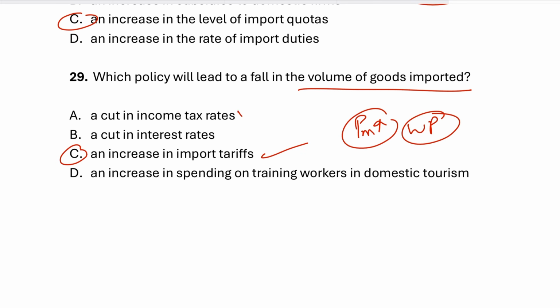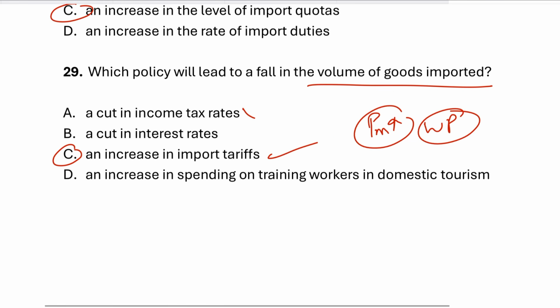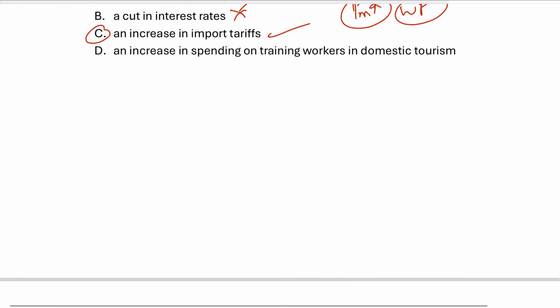A is wrong. A cut in the income tax rate increases disposable income, which may actually increase spending on imports. Reducing interest rates would mean more borrowing and more spending, which can lead to more people spending on imports as well. C is the correct answer.